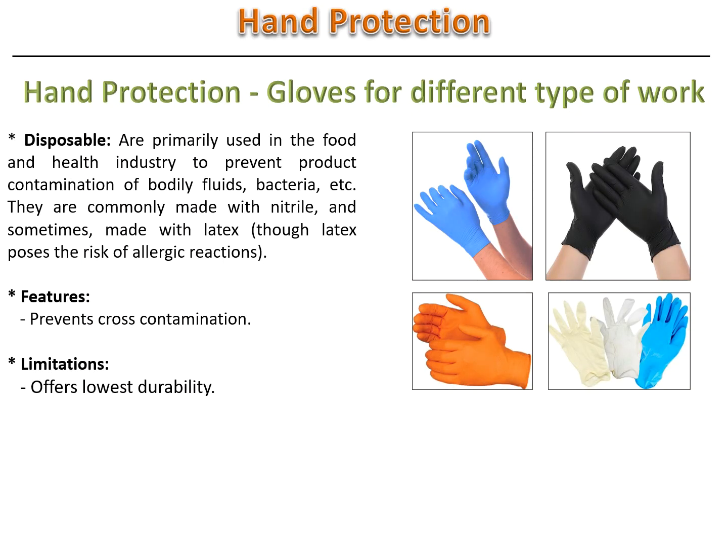Disposable gloves are primarily used in the food and health industry to prevent contamination from bodily fluids, bacteria, etc. They are commonly made with nitrile, and sometimes with latex, though latex poses the risk of allergic reactions. Features: prevents cross-contamination. Limitations: offers lowest durability.